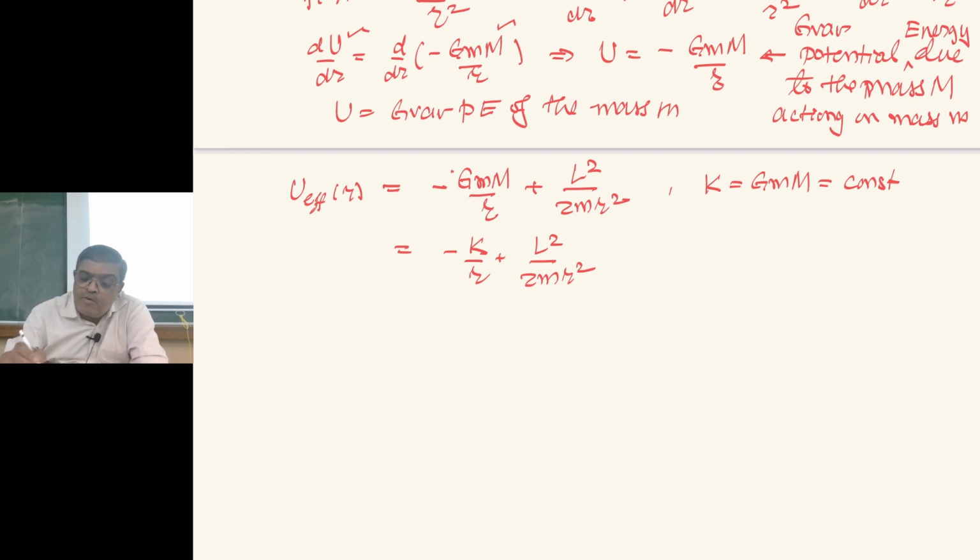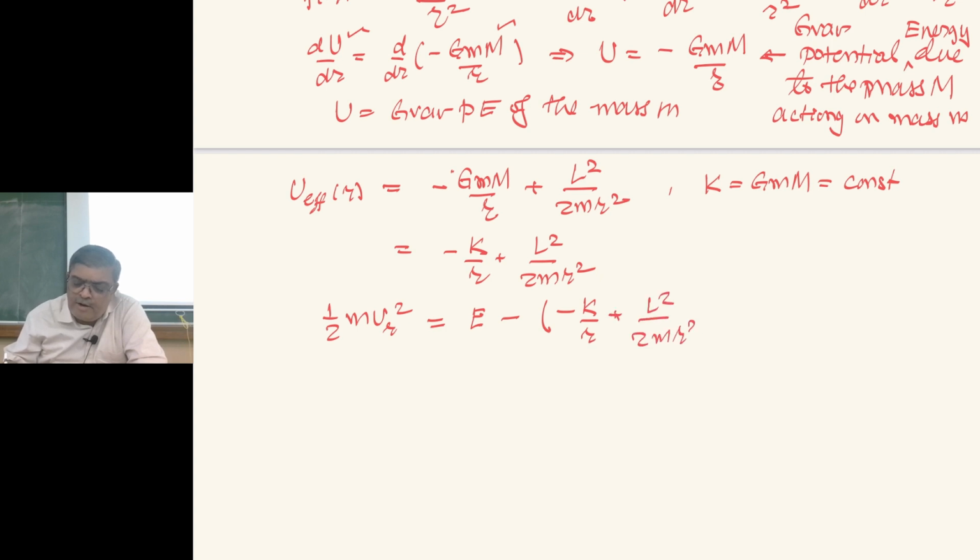So then what is my equation if I substitute it into the radial equation of motion? I'm going to get 1/2 m into v_R squared, the radial velocity squared, can be written as E minus U effective, that is minus K by R plus L squared by twice m R squared. So this is the equation that we have.